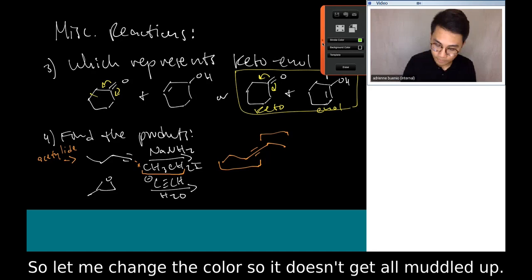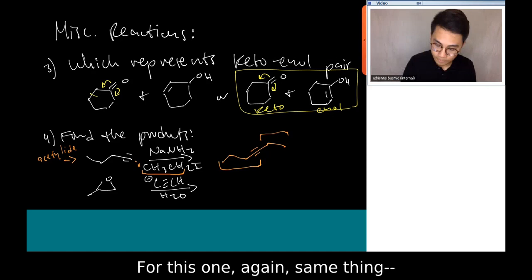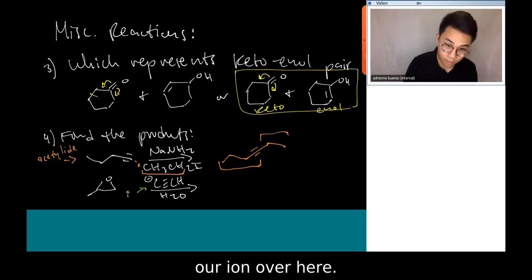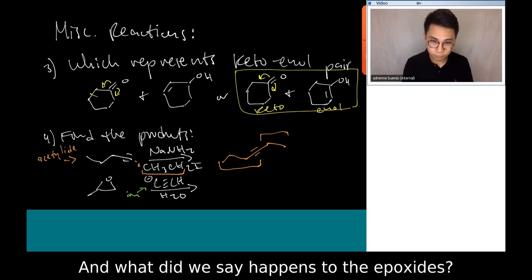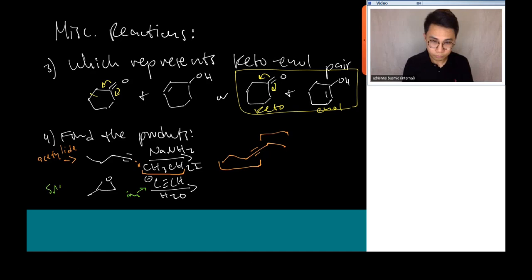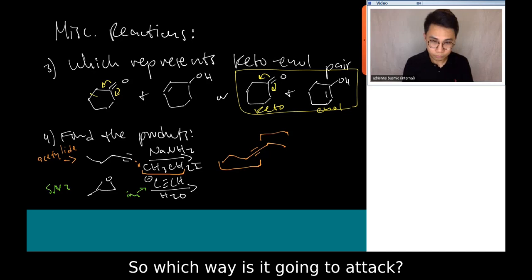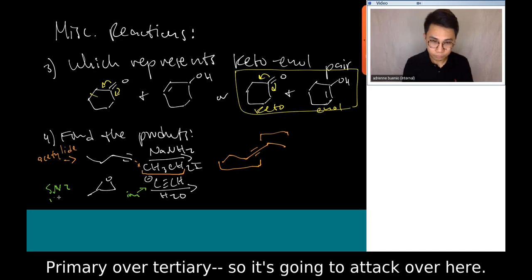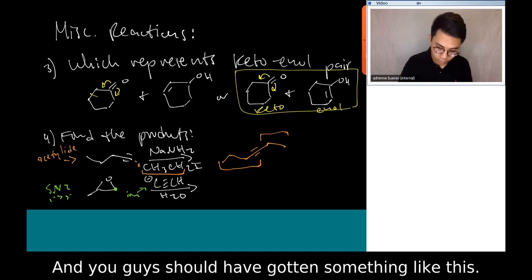For this one, same thing, right? But this time, this is already an acetylide ion over here. And what do we say happens to the epoxides? It's an SN2. So which way is it going to attack? SN2 prefers primary, right? Primary over tertiary. So it's going to attack over here. And you guys should have gotten something like this.